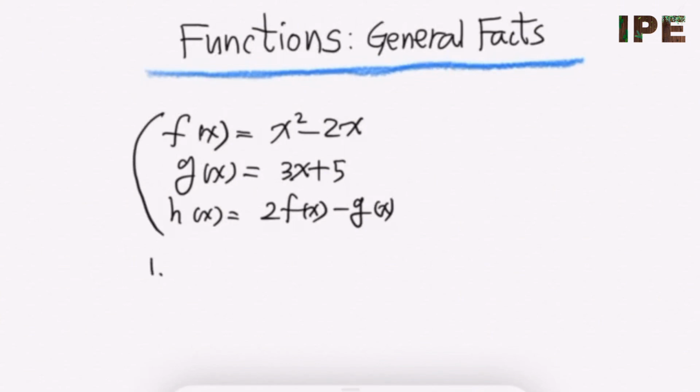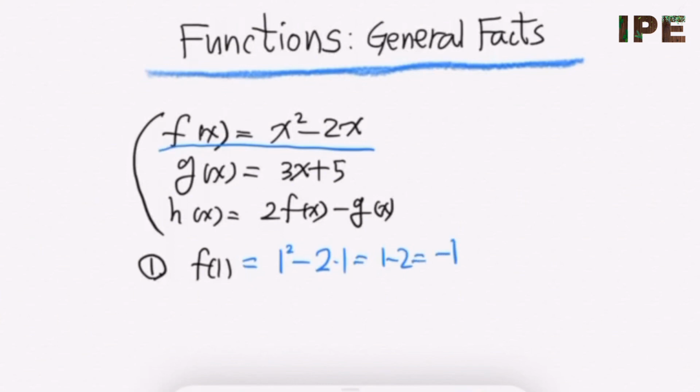Number one, what is f of 1? What does it mean? f of 1 means the value of f of x when x equals 1. In other words, the y value when x equals 1. So just plug in 1 for x of f of x. Plug in 1 for x squared, that means 1 squared minus 2 times 1. So 1 minus 2, which is negative 1. So we can say f of 1 is equal to negative 1. In other words, when x equals 1, the y value of f of x is negative 1.